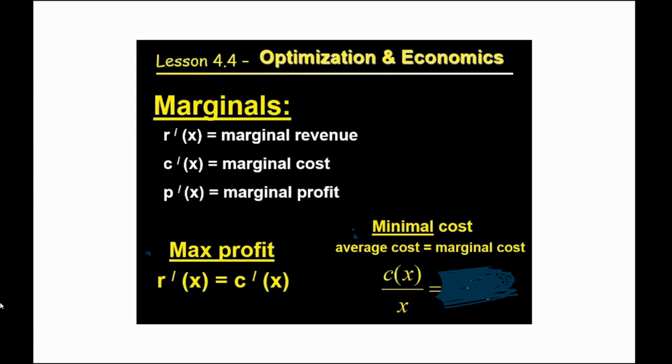Well, what you do is you take your total cost, C of X, and you divide it by the number of X's that you make. So again, C of X would be like your total cost of selling lemonade, and you divide it by how many lemonades you sold. That's the average, and we're just going to make that equal the marginal, which is the derivative.